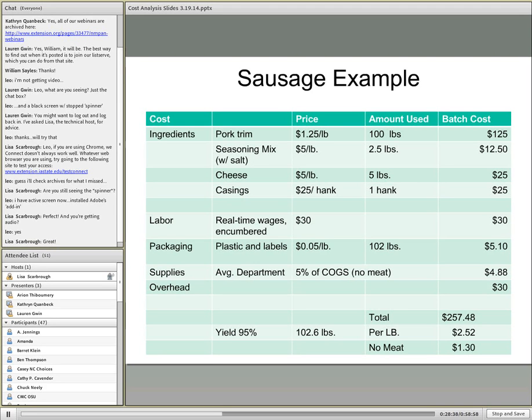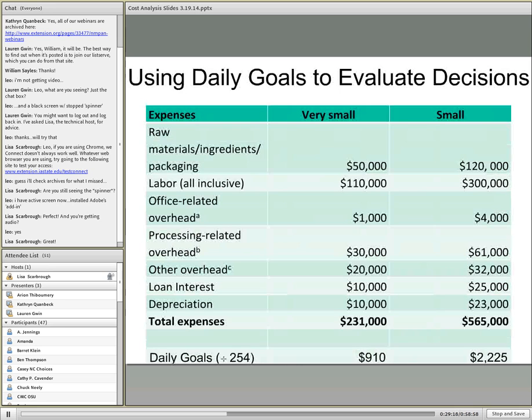And then your cost of packaging, and then your supplies, which I just use a department average across the year, and supplies would be gowns, gloves, that sort of thing. And then an overhead that you give to that particular department for this amount of time. So we add up all those costs, and then we take the yield, because we never get 100% yield unless we add a lot of water to a cooked product. And then we get a cost per pound, and then I also backed off the no meat costs.